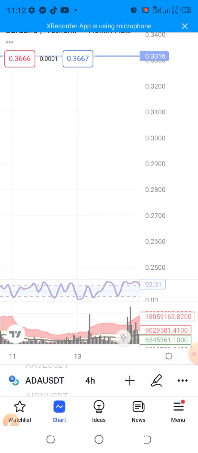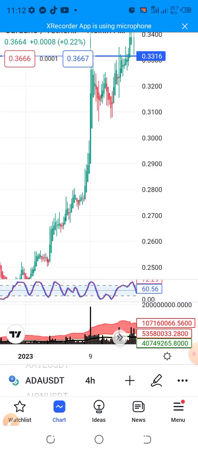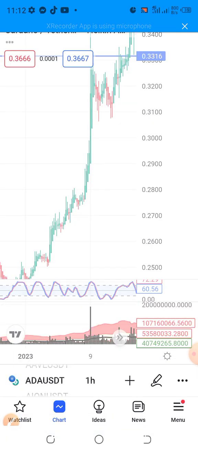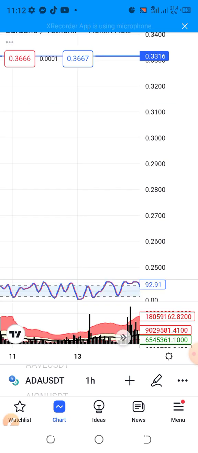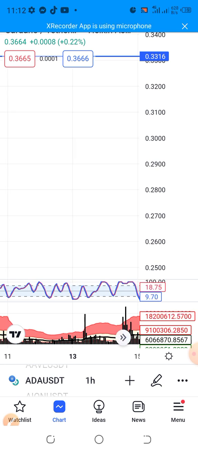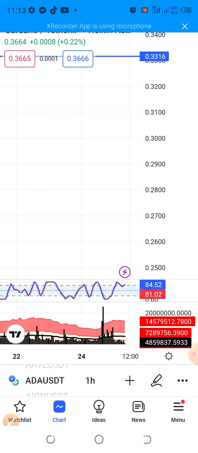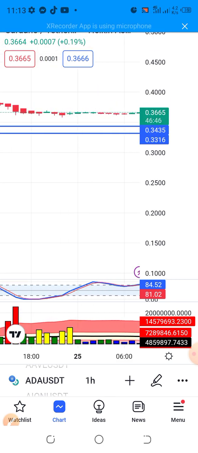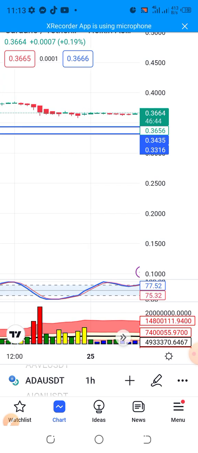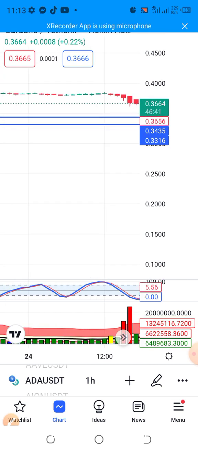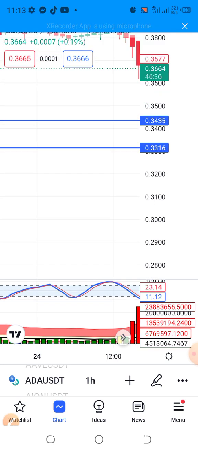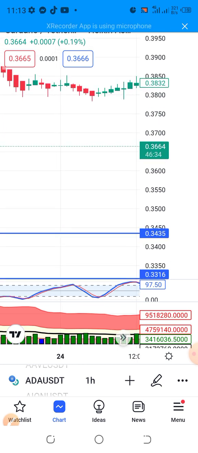Alright, let me try to check the 1 hour time frame. And you see how we trade this? Oh, it was up here. Okay, let's try to see if there is any. Try to minimize my screen and check if we can have some of them.